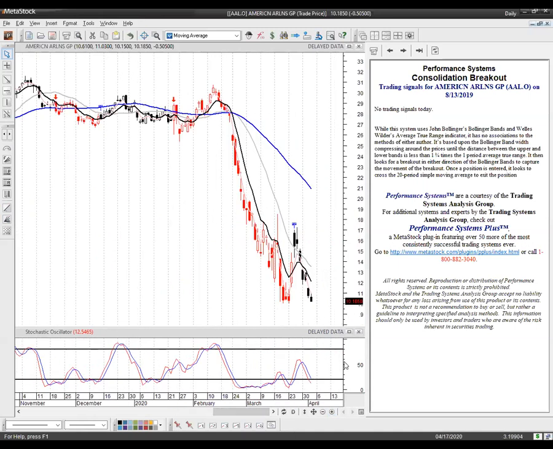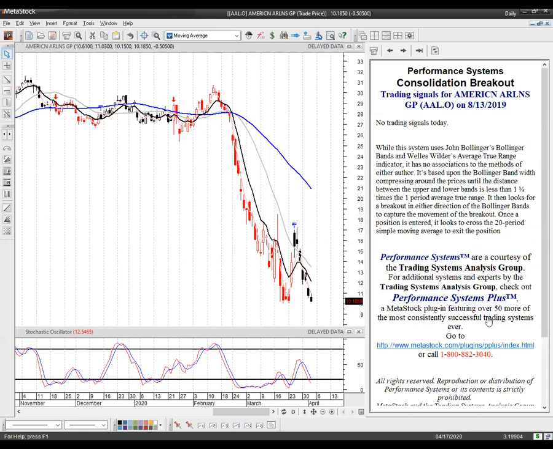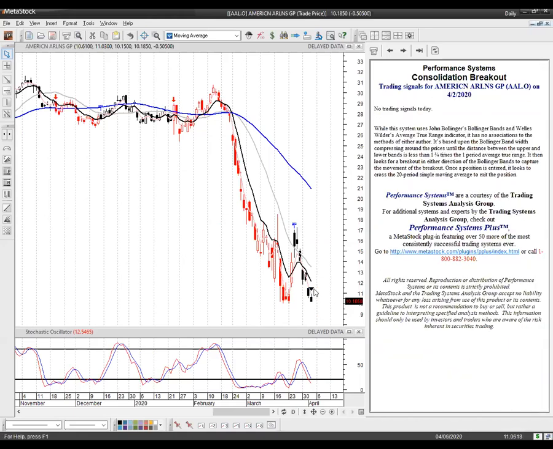The other thing that I want to do is, I don't think you should skip your education process. I want to understand why I'm getting a buy signal for the consolidation breakout system. So if I come in here to the expert advisor, it's going to tell me exactly what goes into this methodology. I am looking at the very furthest bar out. There's no trading signals today.